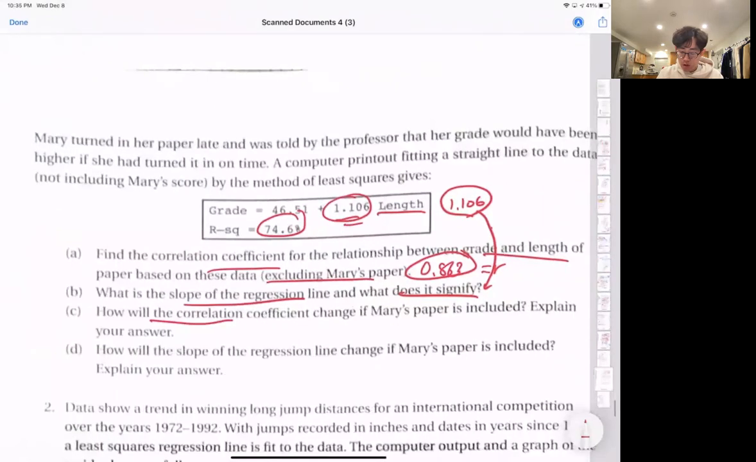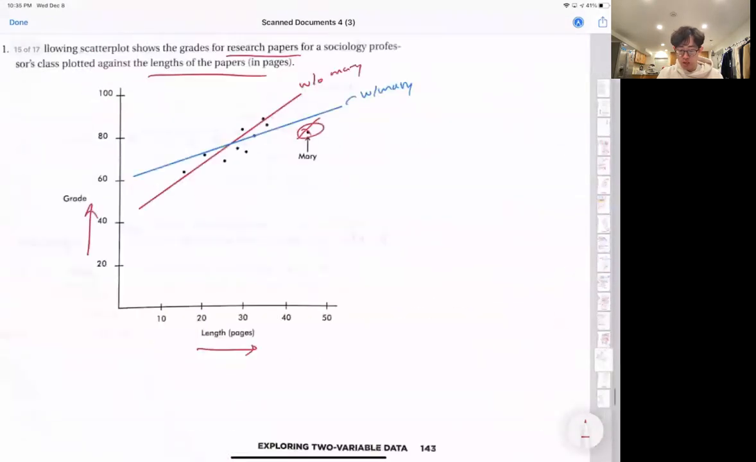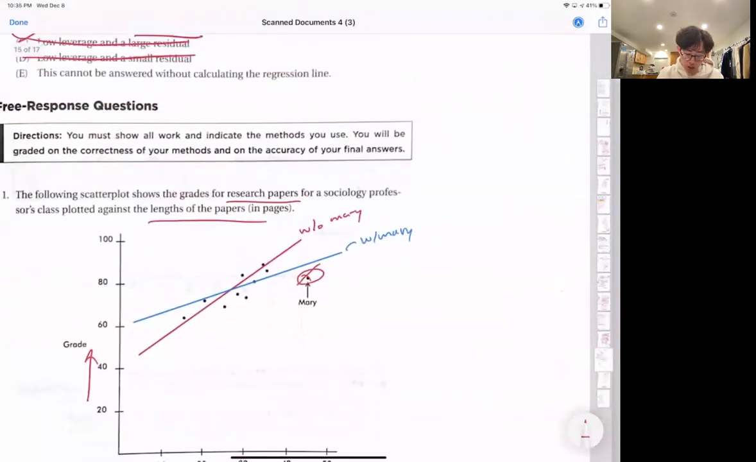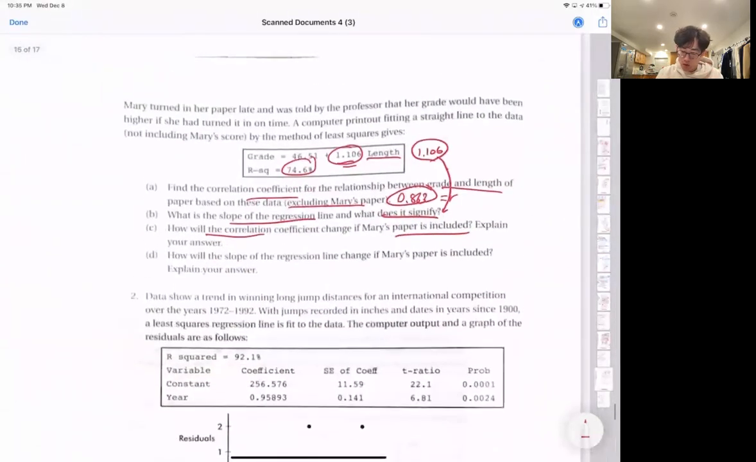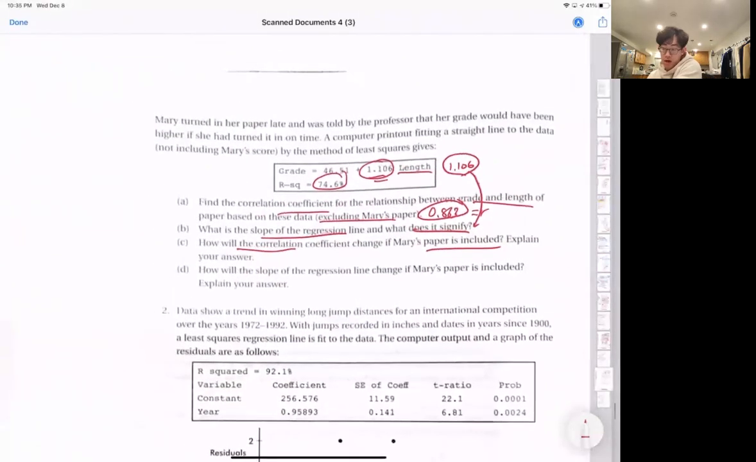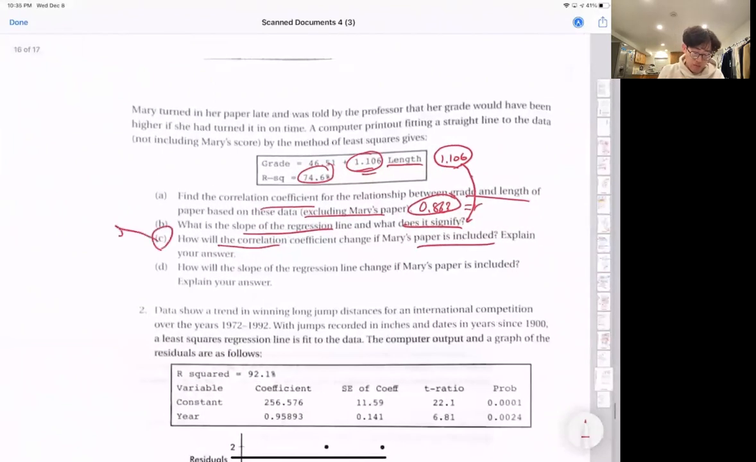How will the correlation coefficient change if Mary's paper is included? If Mary's paper was included, your correlation coefficient, I believe, should actually decrease because it creates more residuals overall. So again, let me just verify. Part C, it says, yeah, it will lower the correlation value.